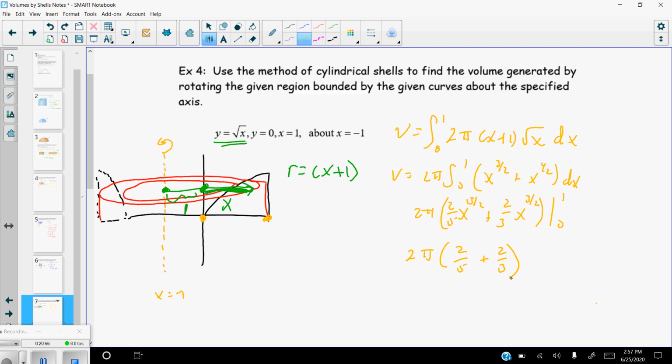Now we have to combine 2/5 and 2/3. The common denominator there is 15ths. The first one, multiplying by 3 over 3, gives us 6/15. Multiplying the second one by 5 over 5 is 10/15. Adding those together, I get 16/15. Multiplying that by 2 pi, we get 32 pi over 15 units cubed. And there is your volume.